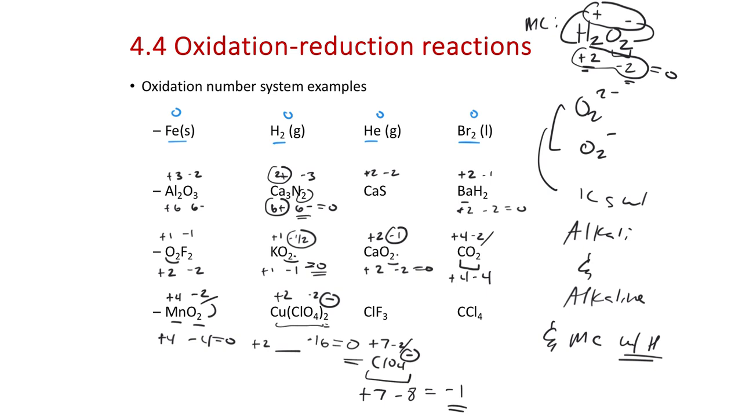So the sum of the oxidation numbers has to go to the charge on whatever the formula is. CuClO4 is uncharged, so that's why that's 0. All the other above examples were also neutral. That's why we summed all the oxidation numbers to be neutral, accounting for each atom.